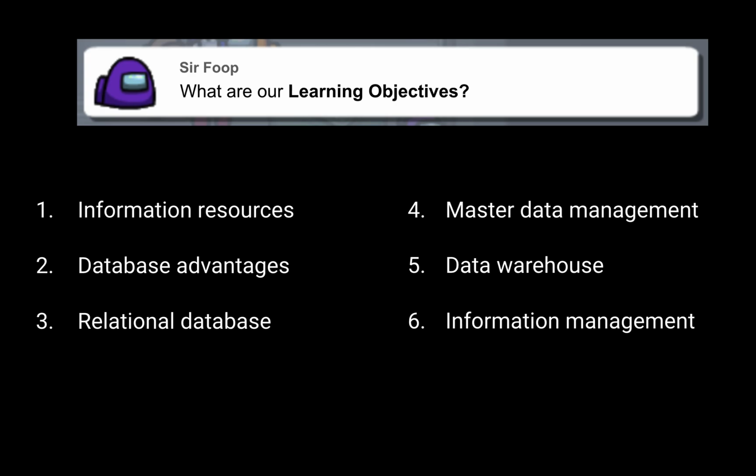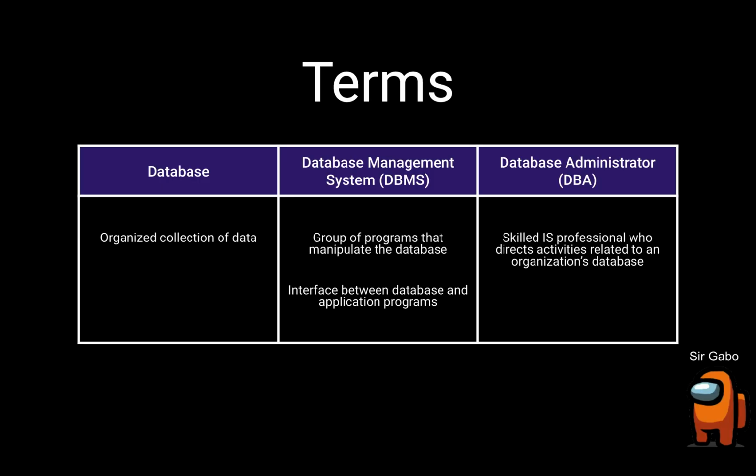Let's start off with terms that you should be familiar with. A database is an organized collection of data. This is where data is stored for processing and retrieval. A database is similar to a spreadsheet in the sense that a spreadsheet also holds your data, but a spreadsheet is not a database. Keep that in mind. Google Sheets or Microsoft Excel are spreadsheets, they are not a database.